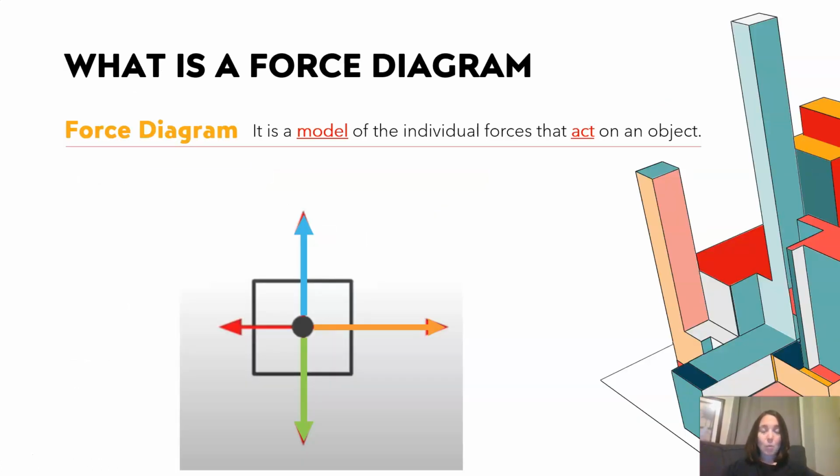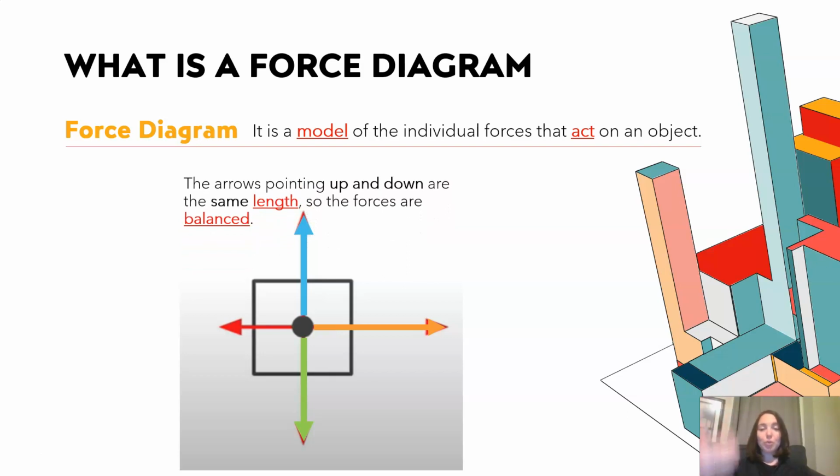To begin, what is a force diagram? This is something for you to note in your notes. A force diagram is a model of the individual forces that act on an object. So it's not the actual forces, it's simply a drawing or a representation of what's happening.